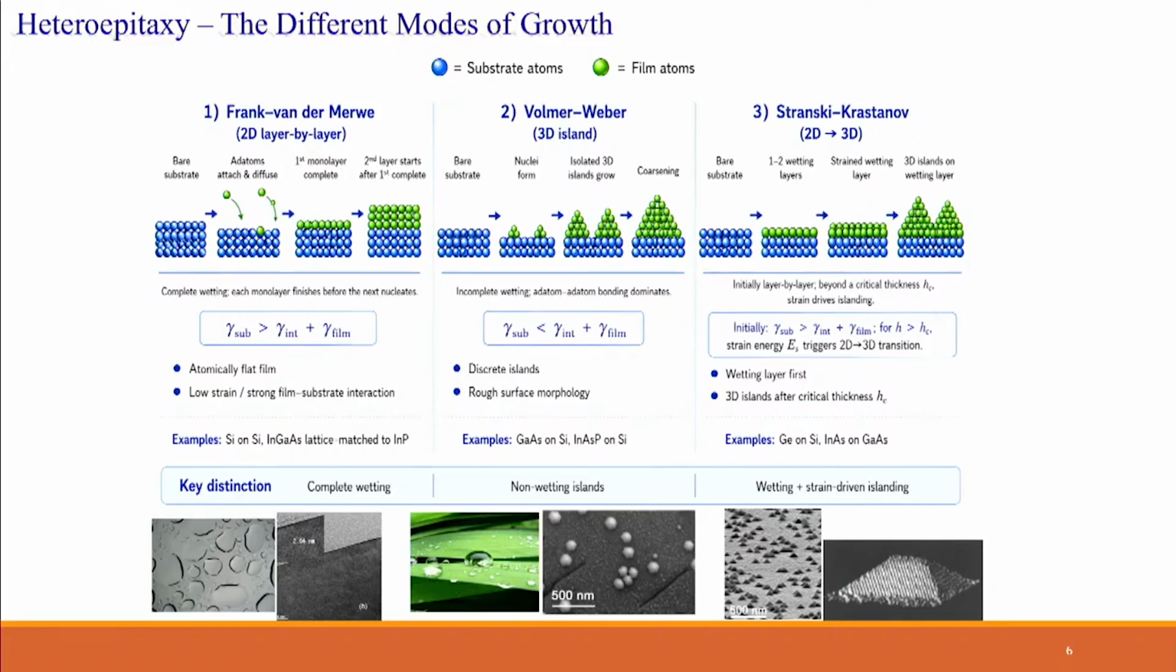It starts layer by layer, but because it's heteroepitaxy, the lattice constants are different, and strain might build up in these layers. It's strain which switches the growth from 2D to 3D. So it forms these pyramids and huts.